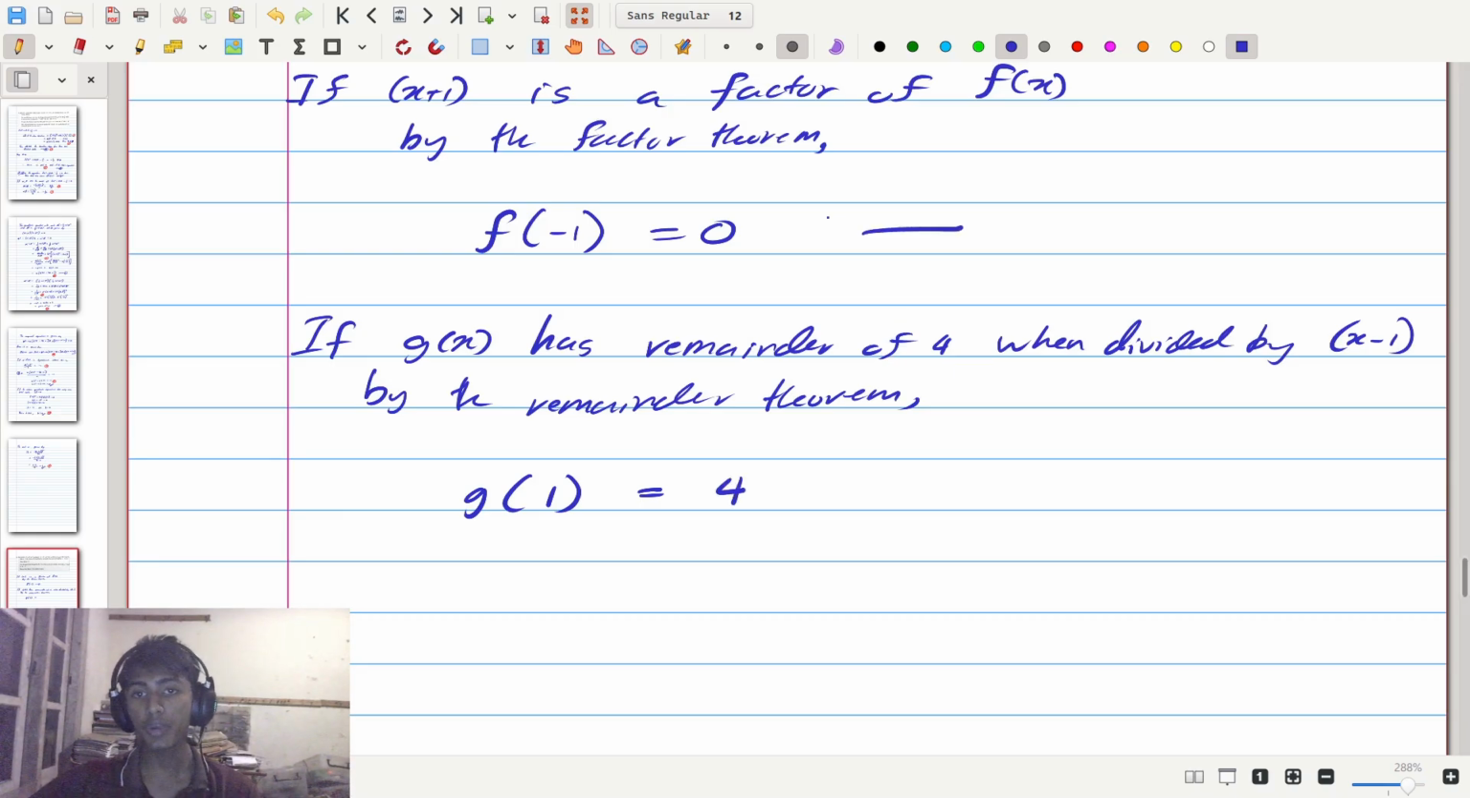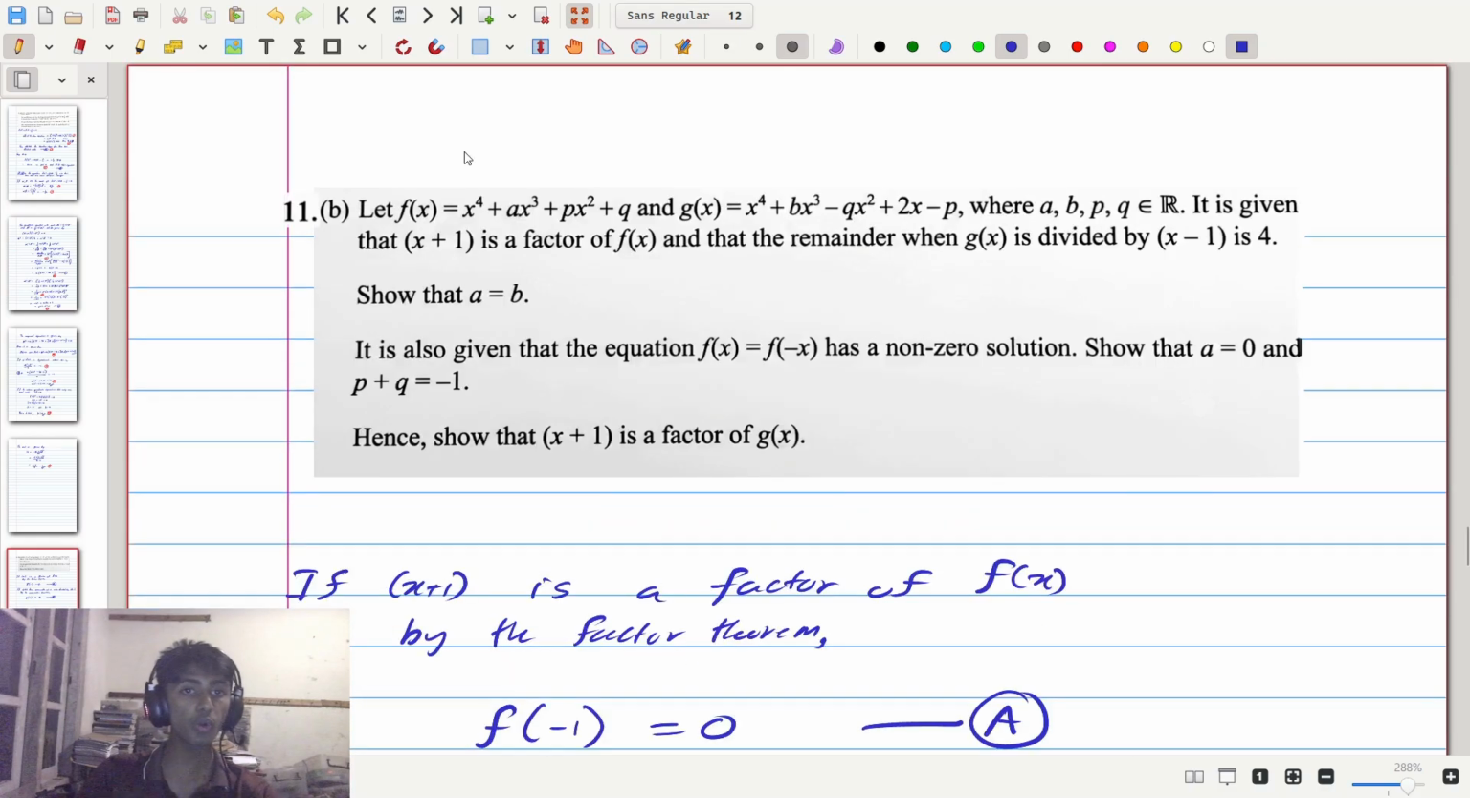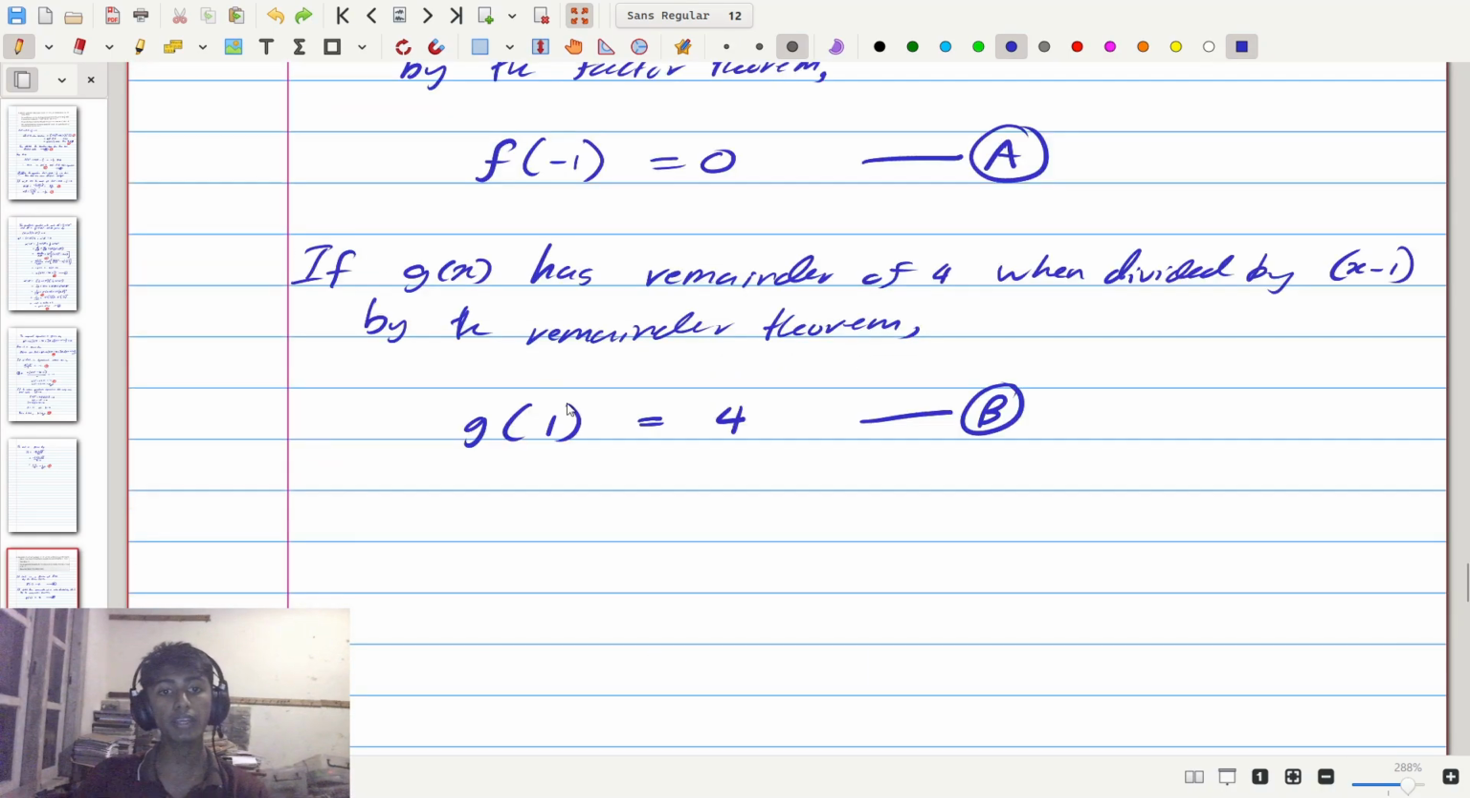This is our first equation, which I'm going to call equation number A, and this is our second equation, which I'm going to call equation number B. So A comes from the factor theorem and B comes from the remainder theorem. Now what we can do is to apply the actual value of negative 1 into f of x from A and see what we get. And similarly, we're going to apply x equals 1 into g and see what we get.